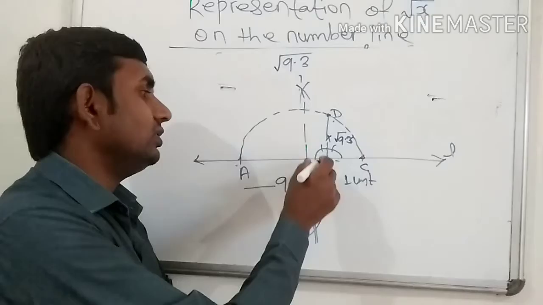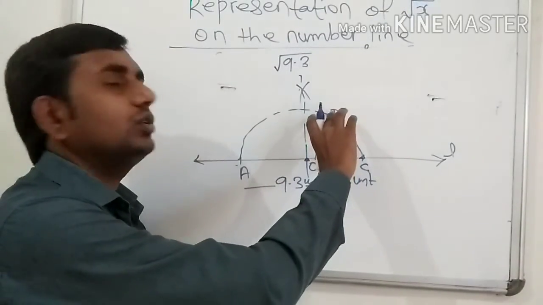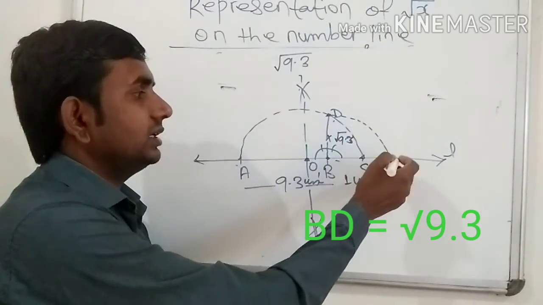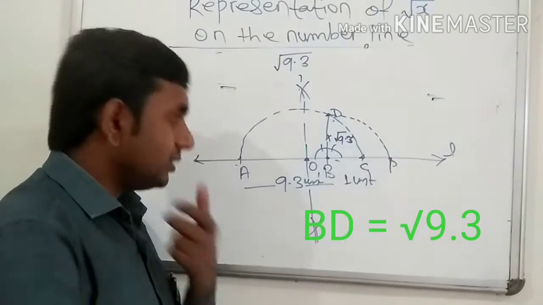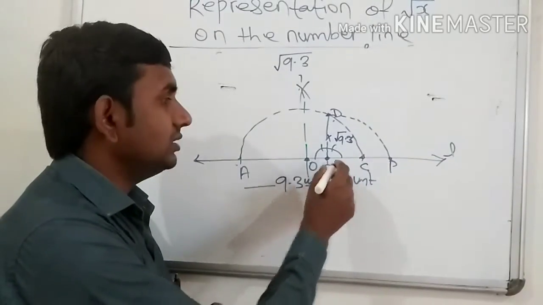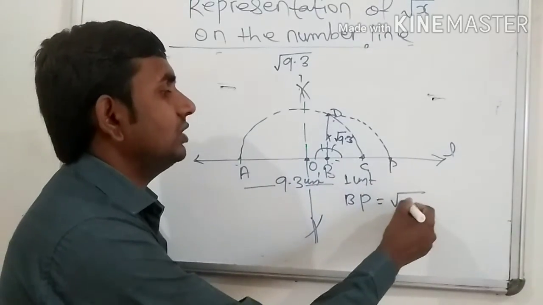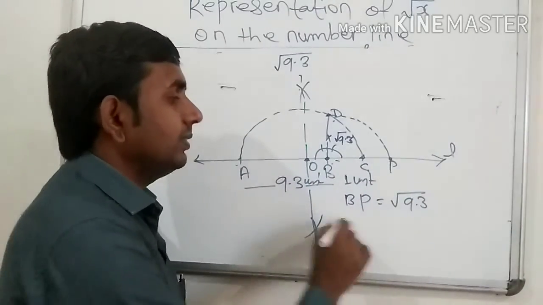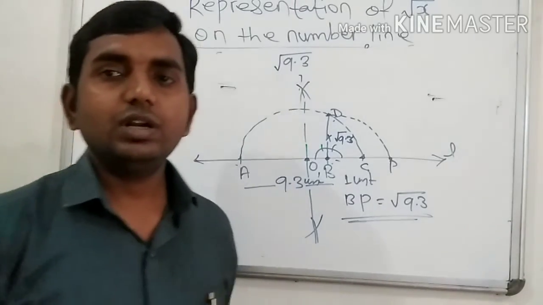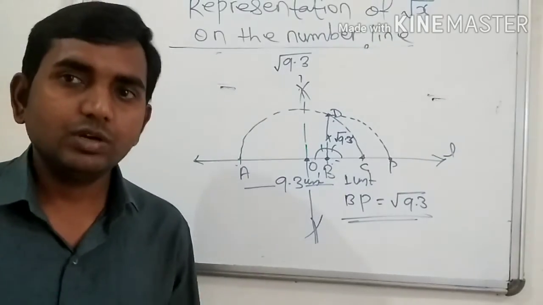Taking B as the center, we take an arc equal to BD and draw the arc which meets the number line at a point P. So with B as the center, we have BP, from B to P, equal to under root 9.3. In this way we can represent any number on a number line, whether it is given in decimal form or in a form of plus.